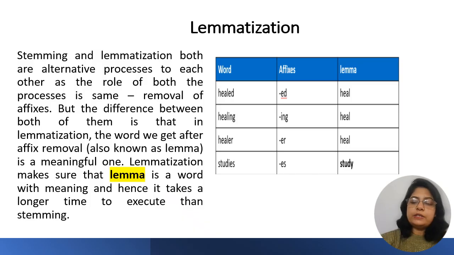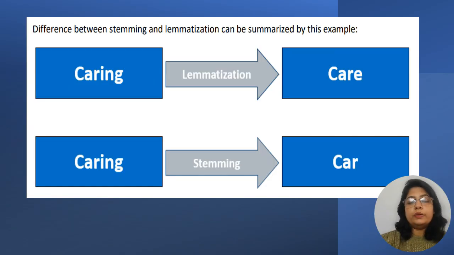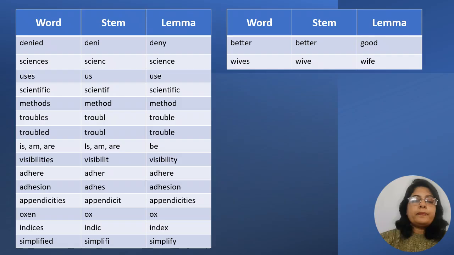The difference between lemmatization and stemming might be asked. Stemming is faster than lemmatization, and output of stemming might not be a correct word, but output of lemmatization is always a correct word. In both the cases, the affixes or the suffixes are removed. So the difference here: caring, the ing is removed, and in lemmatization it is converted to base form care, whereas in stemming caring gets converted into car. These are some of the stem and lemma words which you can go through.